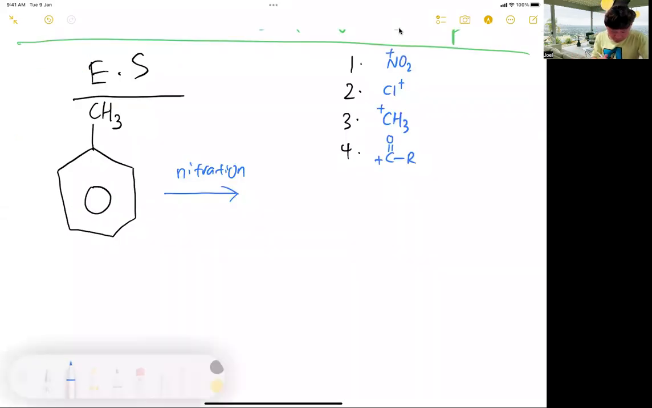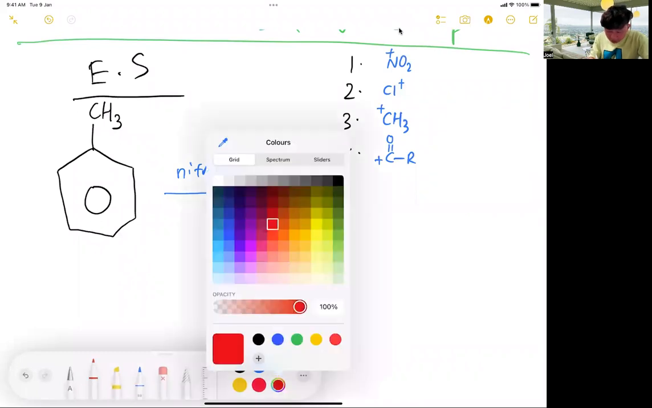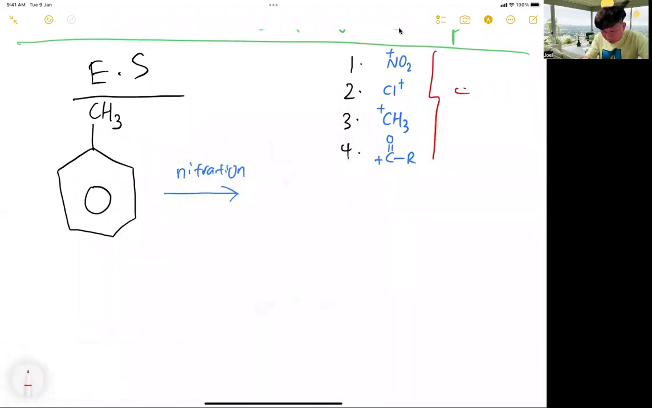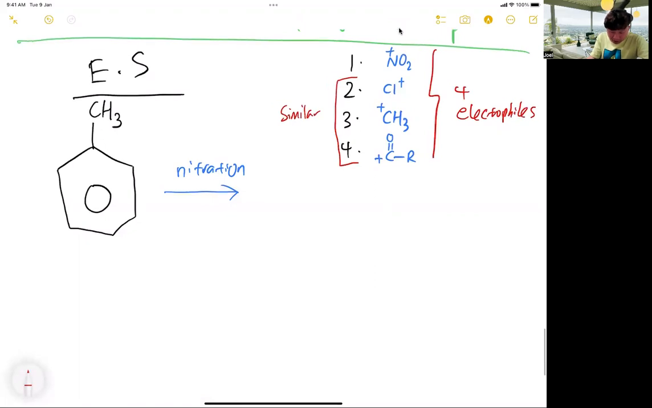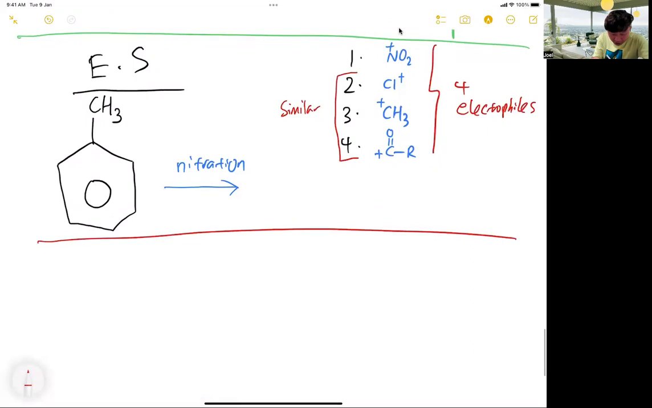Okay, so first of all, you need to know there are 4 electrophiles. Just know there are only 4 electrophiles you need to know, right? These are the 4 electrophiles, the 4 variations. Okay, later on you will know that this tree is very similar. Okay, so nitration, this guy over here, the first step is called generation.